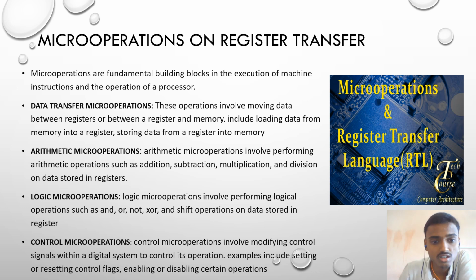Data transfer operation. These operations involve the moving of data between registers or between register and memory, including loading data from memory to register and storing the data from register to memory. Arithmetic micro operations involve performing arithmetic operations such as addition, subtraction, multiplication, and division. Logic micro operations involve performing logical operations such as AND, OR, NOT, shift, NOR, and storing the resultant data or output into another register, or storing within the same register.